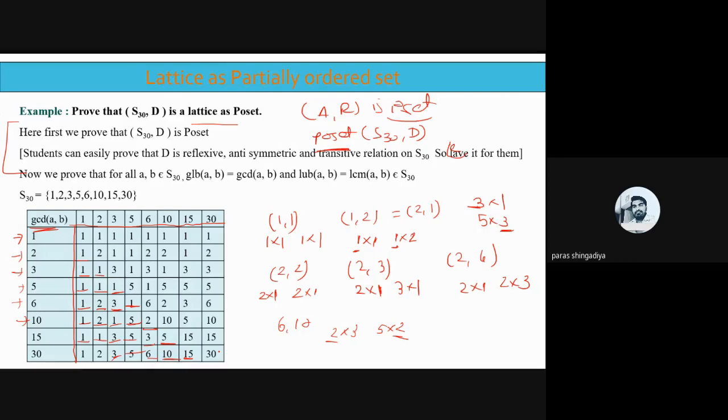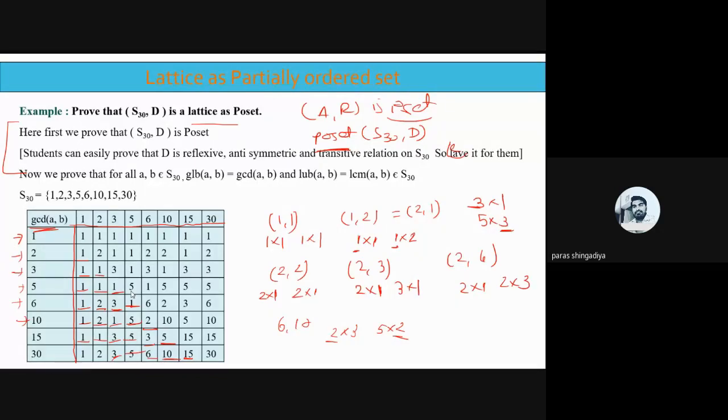Clear? So हमें क्या चेक करना है? We have to check that these values that we derived here should belong to S30 again. ठीक है? Now check the answer. The answer is 1, 2, 3, 5, 6, 10, 15 and 30. There are no other values which are not a part of S30. ठीक है? सभी वैल्यू S30 में कवर होती हैं. ठीक है? So we can say that the GCD of AB, meaning the GLB of AB, belongs to S30.